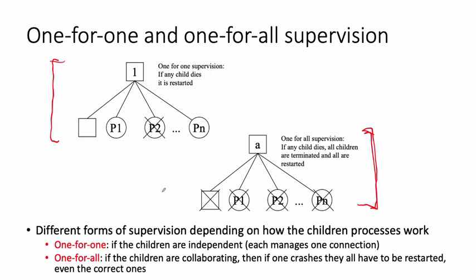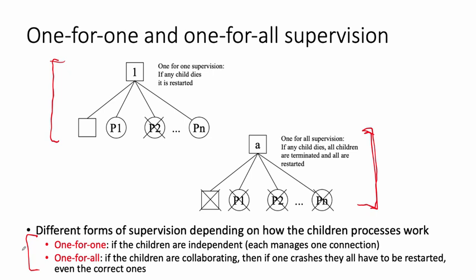Assume now one of them crashes. Then we have to restart all of them because they're actually dependent on each other. And if you stop one, the others cannot continue. So Erlang let it crash says we force them all to crash and we restart them in a consistent state. Okay, so that's one for all. So those are the two basic supervision strategies.